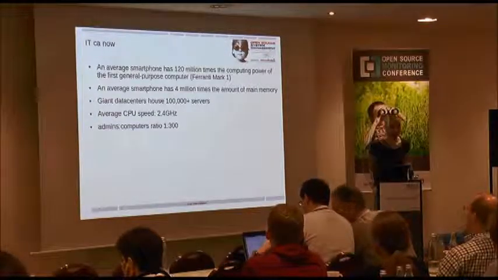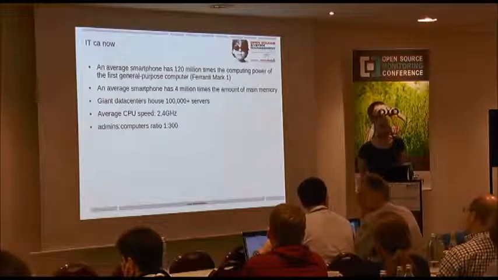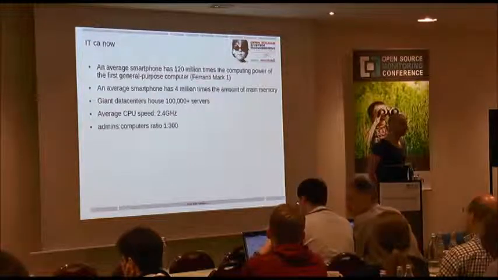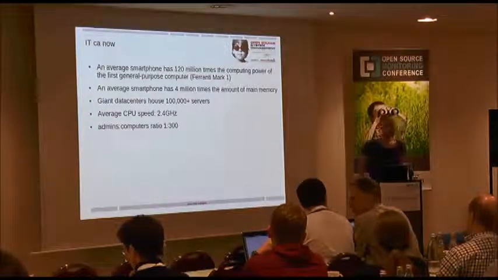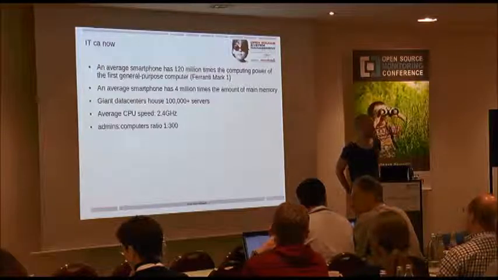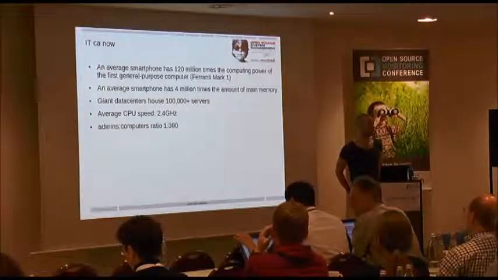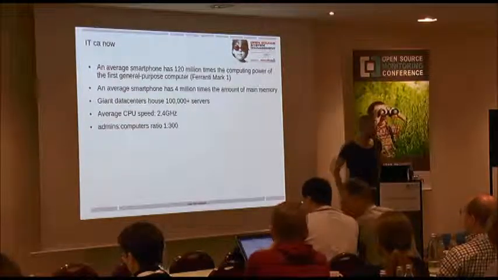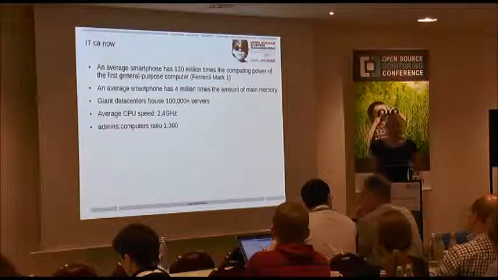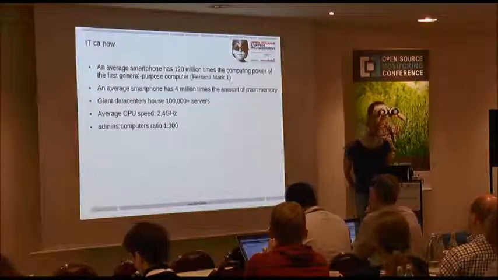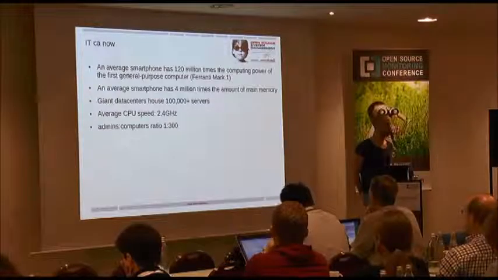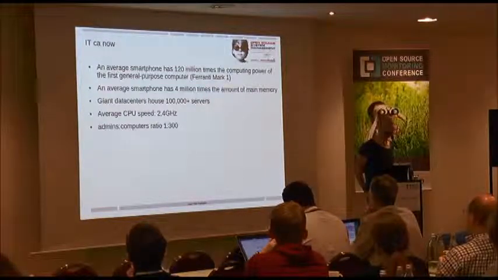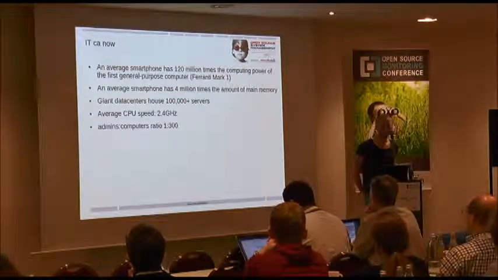IT about now. Well, an average smartphone has 120 million times the computing power of the first general purpose computer, which was the Ferranti Mark I, according to Wikipedia. An average smartphone also has 4 million times the amount of main memory. The Ferranti Mark I had 512 bytes stored on 8 cathode ray tubes that were roof to ceiling size. Pretty good. Average CPU speed, I think 2.4 gigahertz, something like that. They ran into some issues with creating gold channels that are smaller than 50 atoms or something, so we're about to hit the roof there.